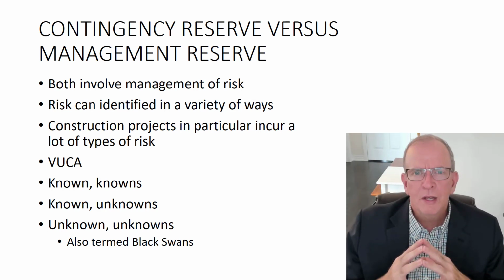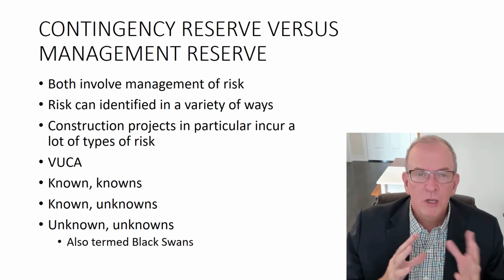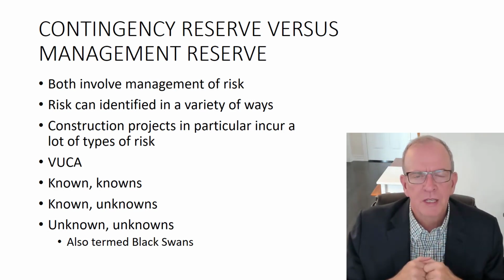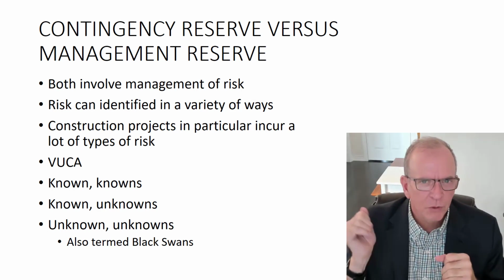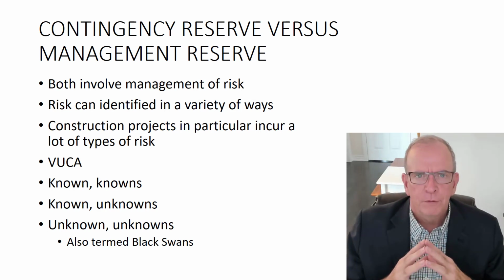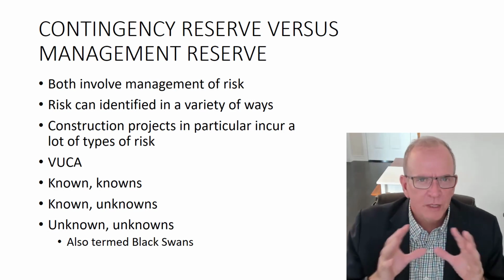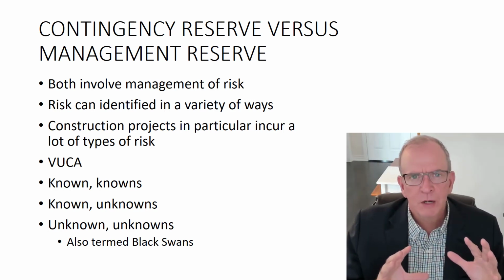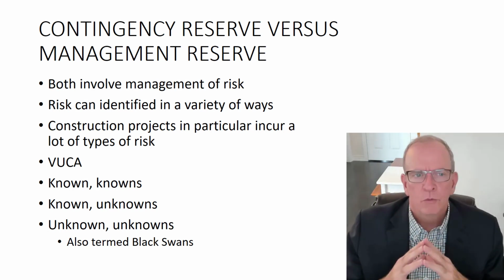Then there's the known unknowns. These are the things we know that we don't know. When we're doing a project, these things can come up and they can kind of throw a wrench in things for us. So there's known unknowns, and that's a type of risk, as you'll see, that we associate with contingency reserve.